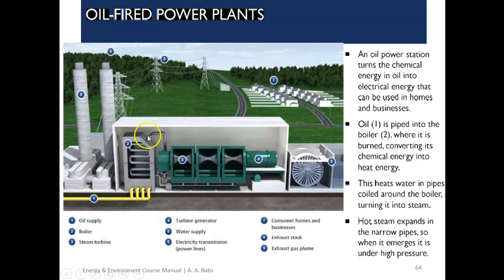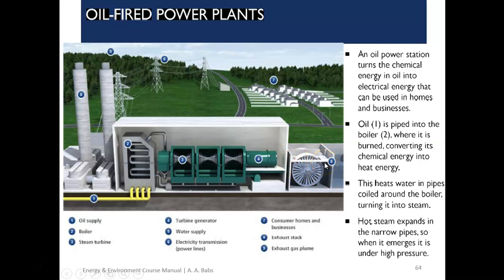Okay, as you can see, this is the oil supply, and then we have the boiler. This is the boiler here. And then we have the steam turbine. As you can see, this is our steam turbine. Then we have the turbine generator. This is the turbine generator here. Then we have our supply of water. You can see this is where we get our supply of water from.